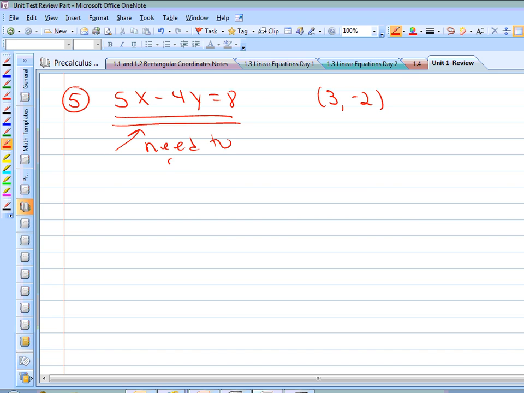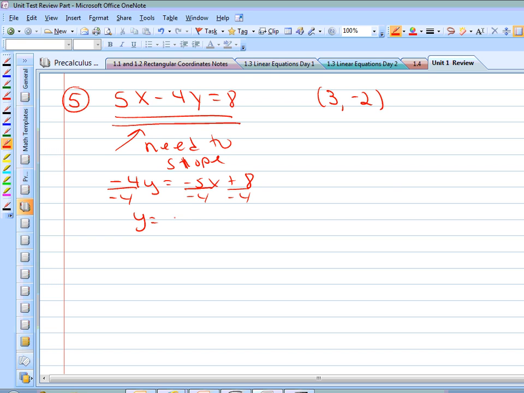the slope of this line, so we can compare the slopes. To do that, let's just solve for y. We'll move the 5x over, and we have -4y equals -5x plus 8. Then we divide by -4, divide by -4, and divide by -4.